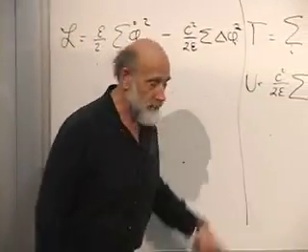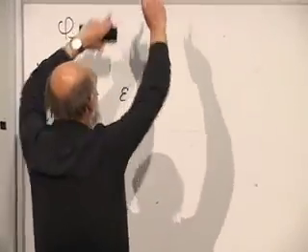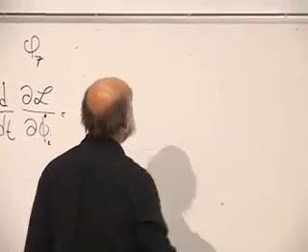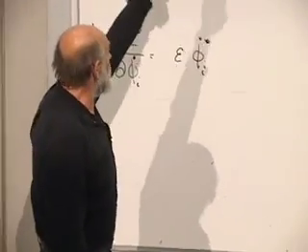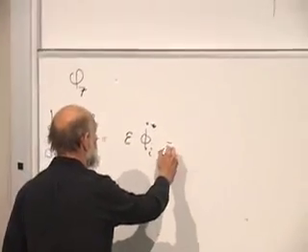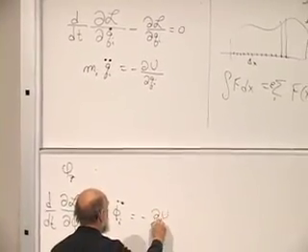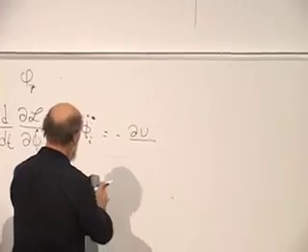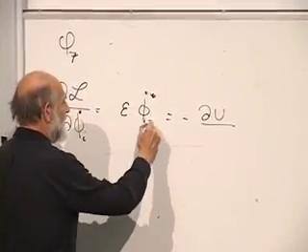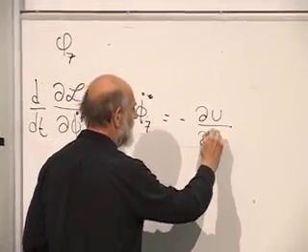All right, now let's focus on the potential term. We have to compute, for the right-hand side, minus dU by d phi 7. We have to compute the right-hand side. That's equal to minus dU by d phi 7.